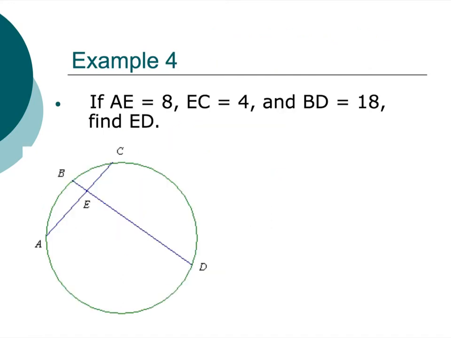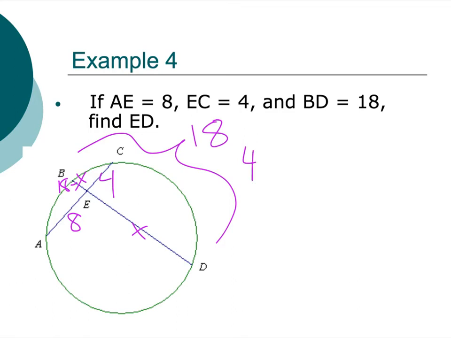Okay, moving on. All right, let's do another example here. We got AE is 8. I'm going to change colors here. I think I'm going to go with a little lovely purple. Okay, so this is 8. We got EC is 4, and we got BD is 18. Okay, find ED. I'll go ahead and call ED x, which makes BE 18 minus x. Cool. Okay, well this looks like the chord. So it's going to be 4 times 8 is equal to x times (18 minus x).